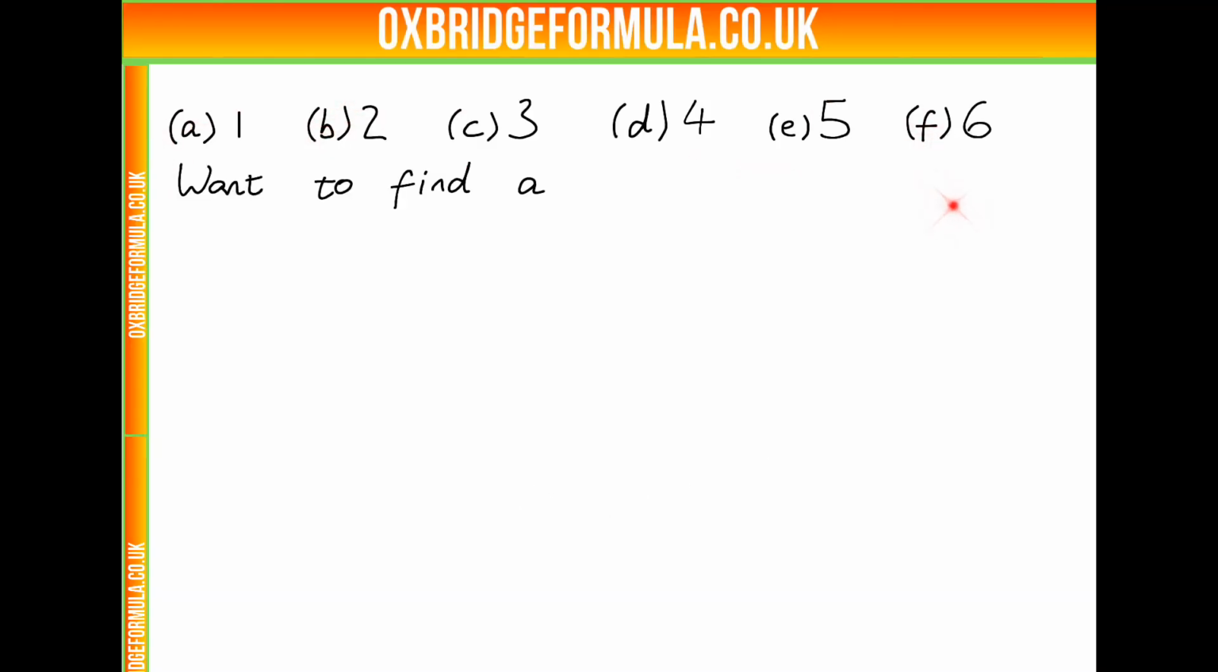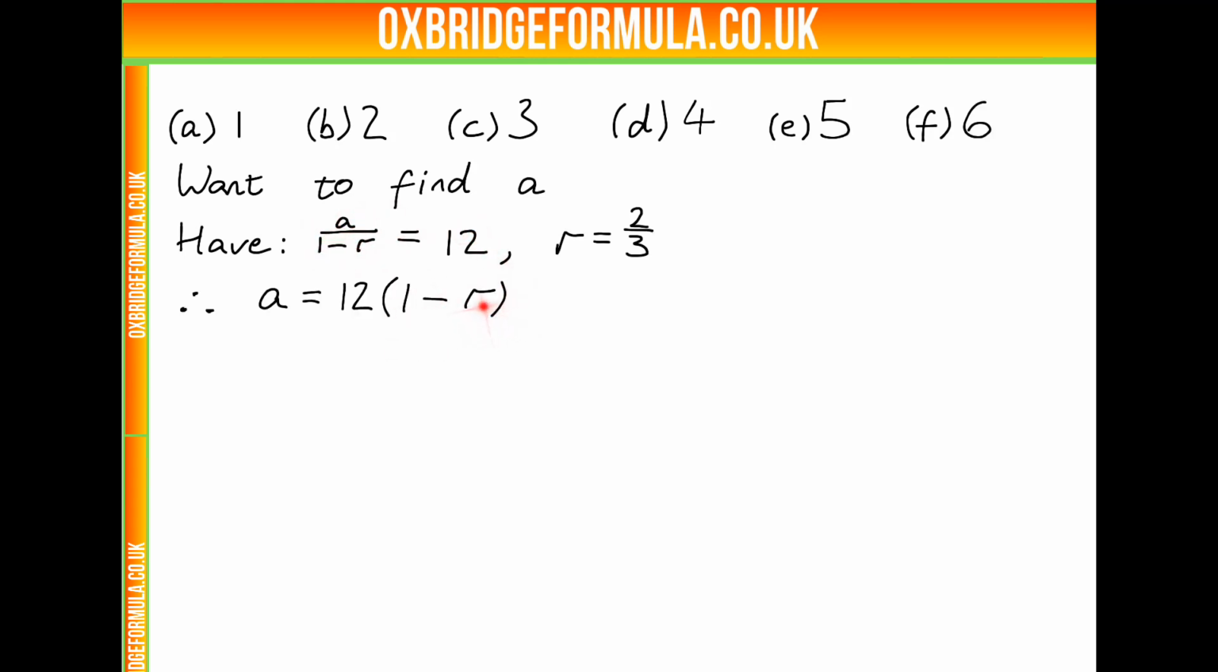Okay, so here are the 6 options given in the question, and we want to find a, and we have the equation which we call equation 3, a over 1 minus r equals 12, and we've just solved that r is equal to 2/3. So if we multiply this equation up, we see that a is equal to 12 times 1 minus r. If we plug in r as 2/3, that's just 12 times a third, which is 4. So we therefore see that the answer is D.